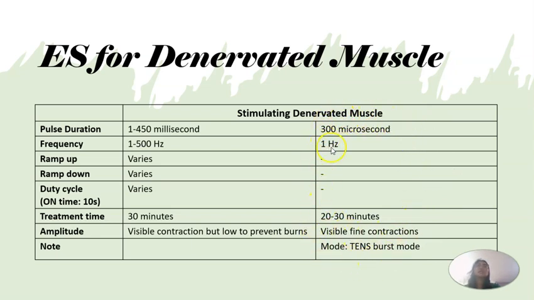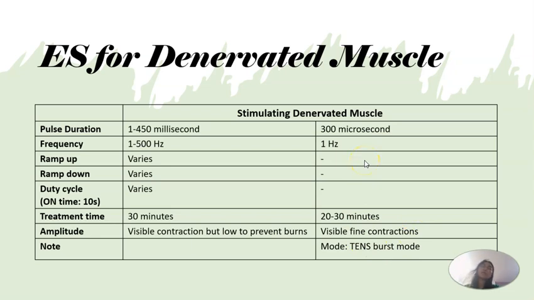Etong sa right side, ito naman yung parameters that we use for portable ES machines, like yung mga gamit natin. So, for the pulse duration, we use 300 microseconds. And then for frequency, 1 Hertz. Tapos, ang treatment time niya, it could be 20 to 30 minutes. Tapos, ang amplitude niya, visible fine contractions.